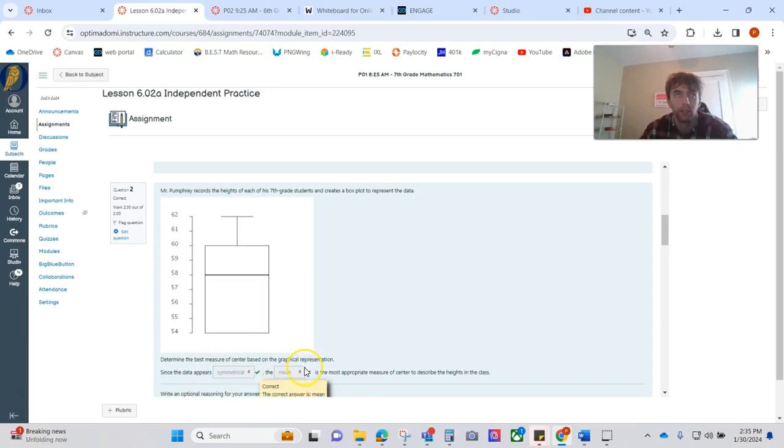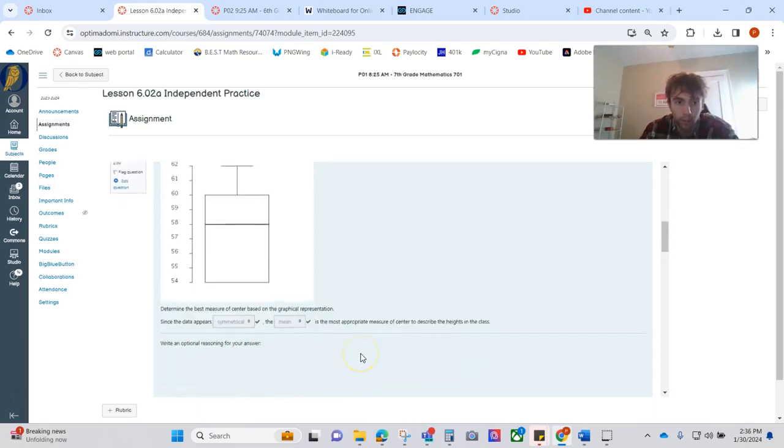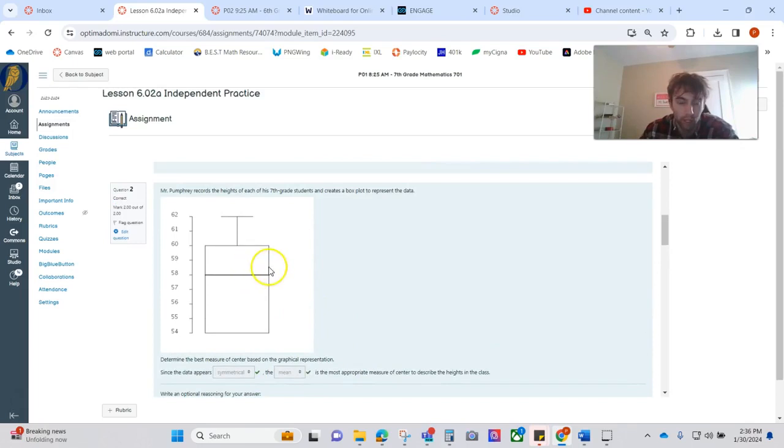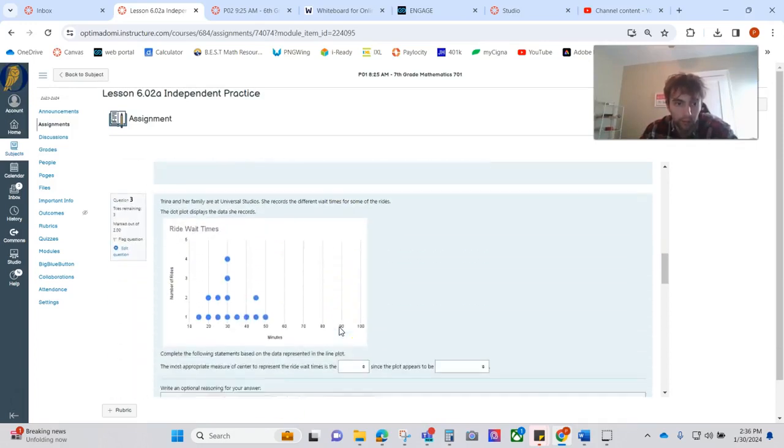Mean is great. Mean is the best measure of center when your data is perfect. If your data is not perfect, we don't use mean. Then we use median. But I guess this is perfect somehow.